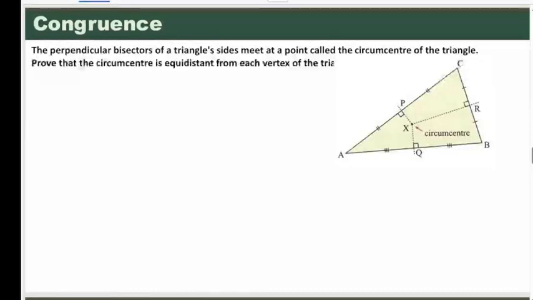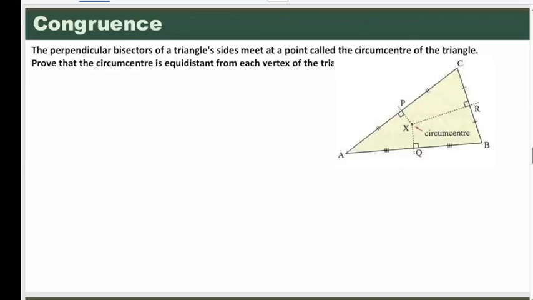Here it says the perpendicular bisectors of the triangle's sides meet at a point called the circumcenter of the triangle. Prove that the circumcenter is equidistant from each vertex of the triangle. First of all, I have to show X has the same distance from C, B, and A.